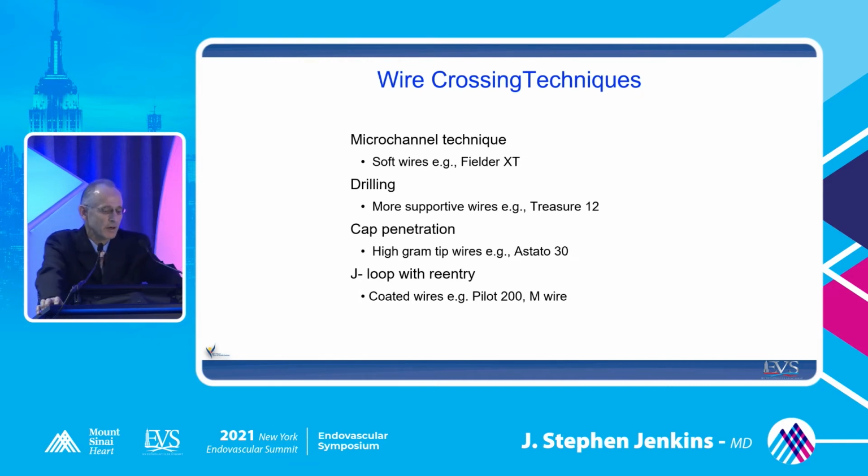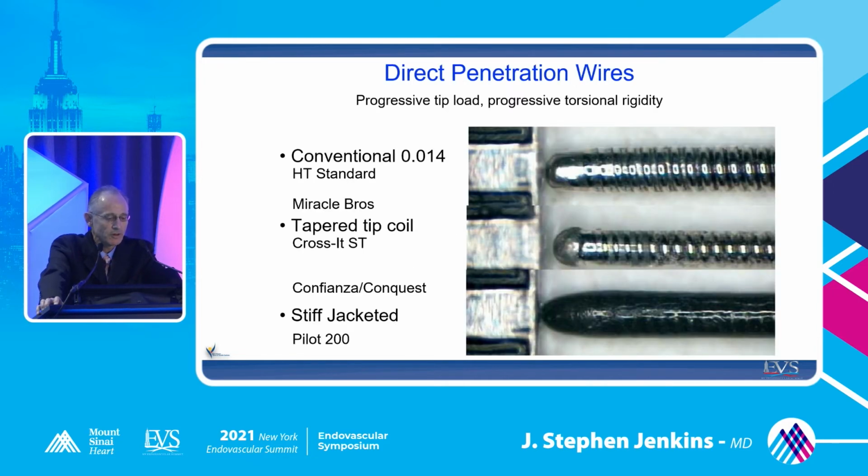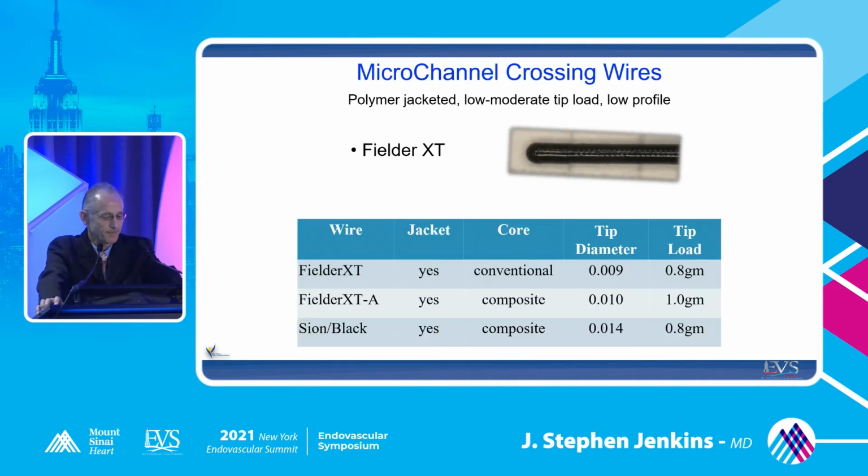So there are several wire crossing techniques: the microchannel crossing technique, the drilling technique, cap penetration, and the J-loop entry. So we look at direct penetration wires. We need wires that have a progressive tip load with torsional rigidity. If we look at the microchannel crossing wires, we need those that maybe have a smaller lumen and increased lubricity, such as, say, a Fielder XT, which is my favorite, with a 0.09 lumen. And most polymer jacketed wires work well for crossing microchannels. You don't have to grab a Synchro wire for $600 just to cross that.